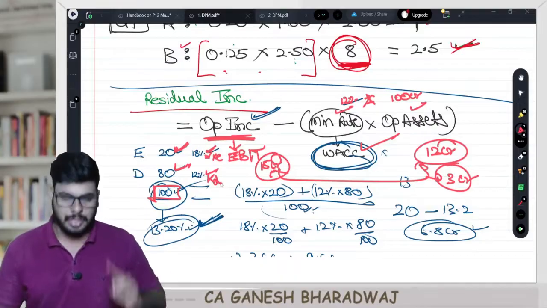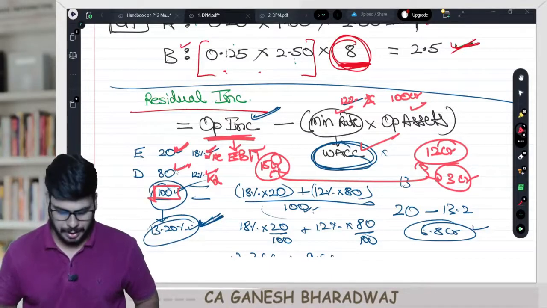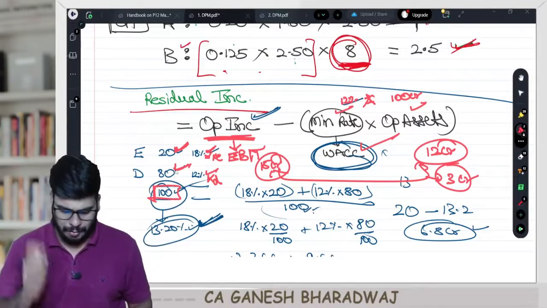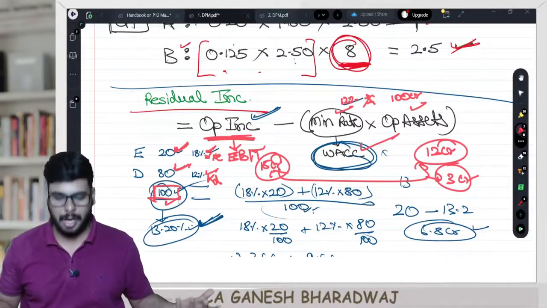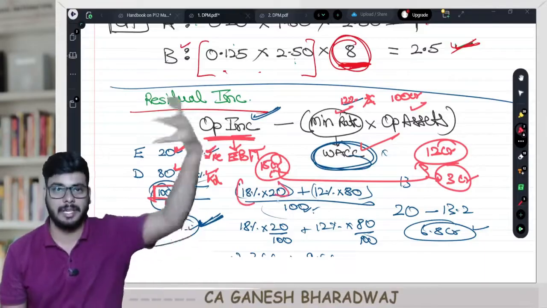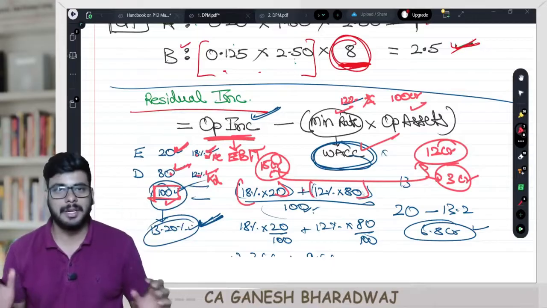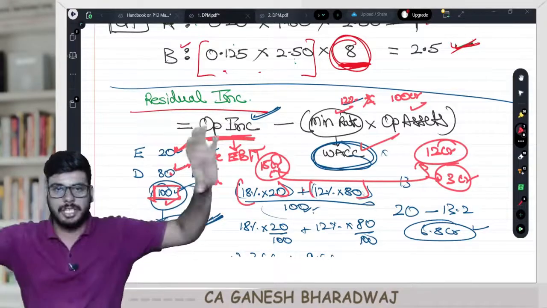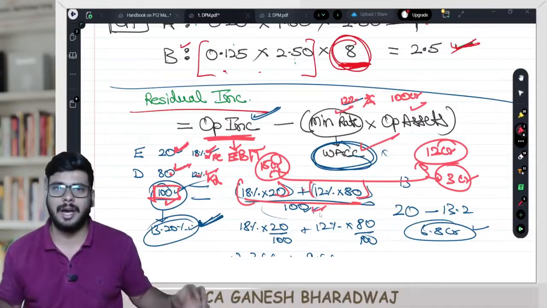Clear with this? So, sir, for 20 crores, the cost is 18%. For 80 crores, the cost is how much? 12%. Now, I don't want all this breakup, sir. Overall, how much has the company raised? 100 crores. For 100 crores, what is the cost? You tell me. How will you do it? Simple. 18% into 20. This is the cost I incur on equity. Plus 12% into 80. This is the cost I incur on debt. This is the total cost that I incur, divided by the total amount I raise, 100. Are you clear with this?